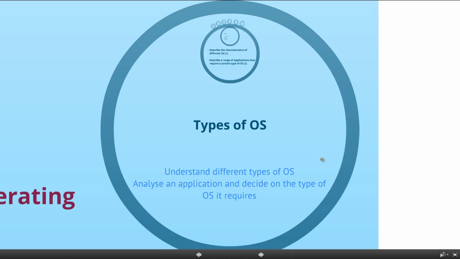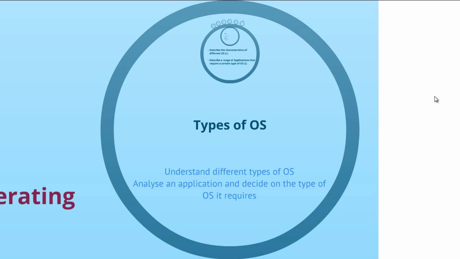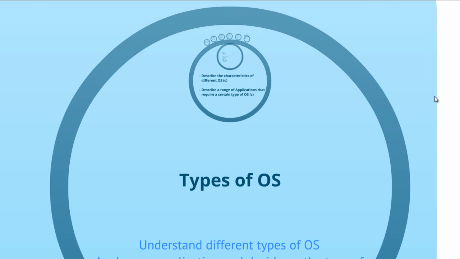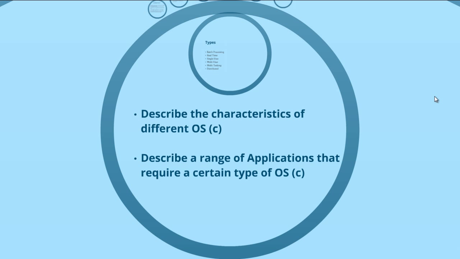Okay, you also have to learn about the types of operating system. You need to understand different types of operating system and analyze an application. By this I mean a situation, and decide on the type of operating system it requires. To do this, you've got to describe the characteristics of different operating systems and describe a range of situations, applications that require a certain type of operating system.